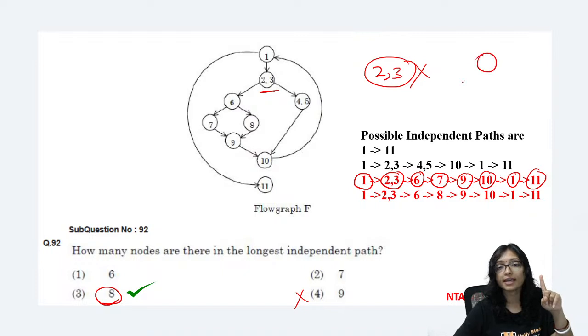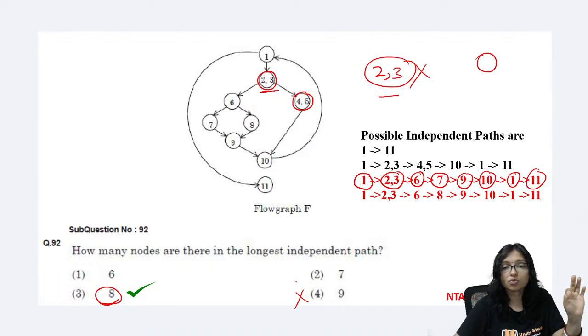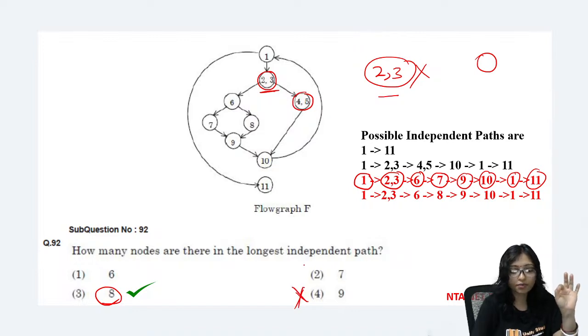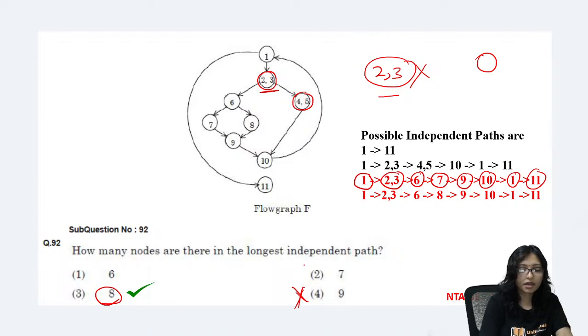Node means circle. Purposefully they are giving this type of question to confuse you. 2, 3, you will count 2 times? No. Here it is a common node. The name is 2, 3. Here the name is 4, 5. You have to count only one time, not two times. Those who are writing 9 are wrong. Be very careful here.